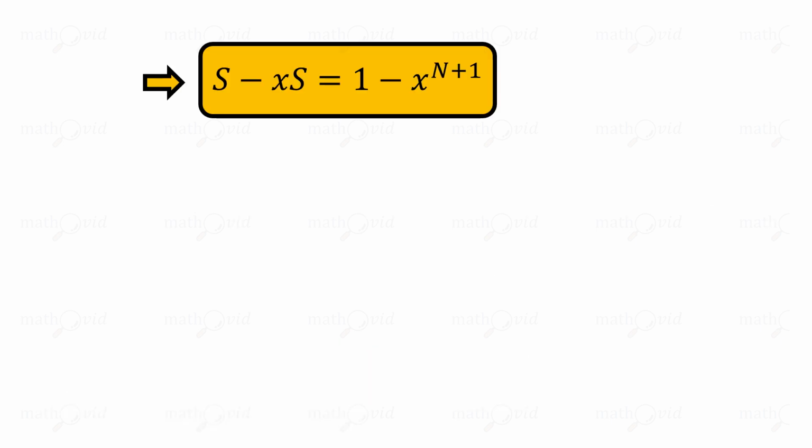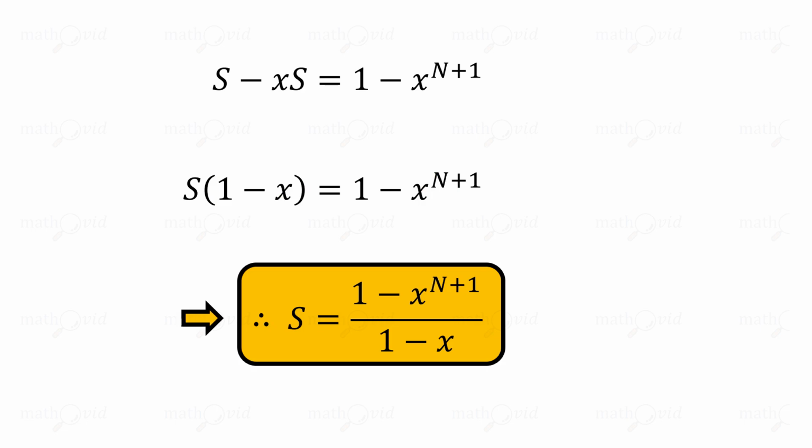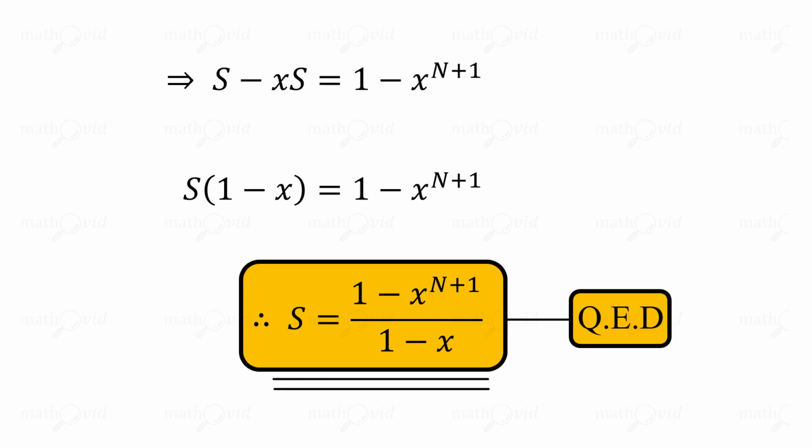Now moving on to the third question, from here, if you notice on the left hand side, we can pull out S, leaving in brackets 1 minus x. Shifting 1 minus x to the right hand side, we get 1 minus x raised to n plus 1 divided by 1 minus x. And our third question is solved.